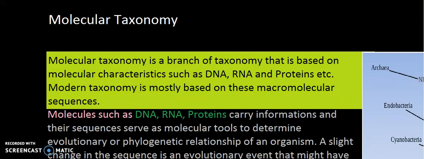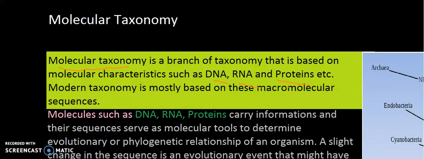Hello friends, today we will be talking about molecular taxonomy. Molecular taxonomy is a modern branch of taxonomy. It is mainly based on molecular characteristics such as DNA, RNA and proteins.